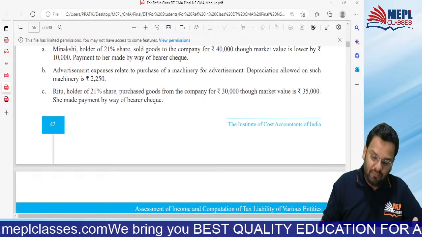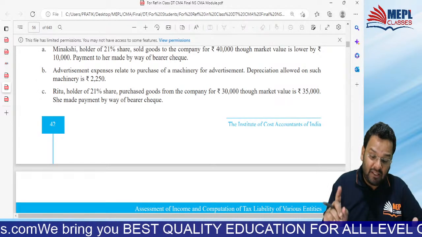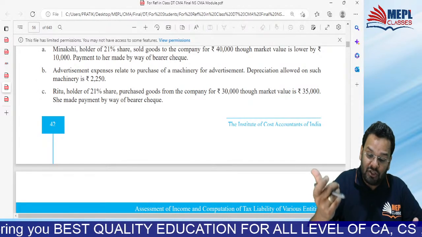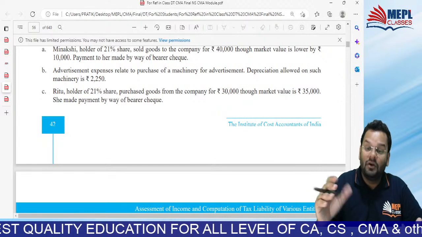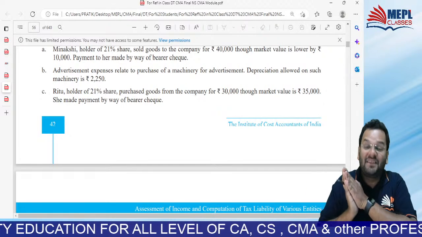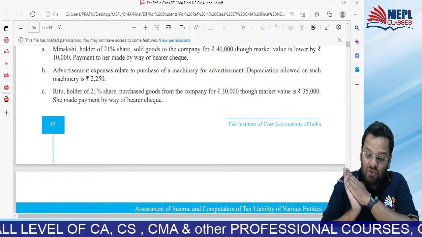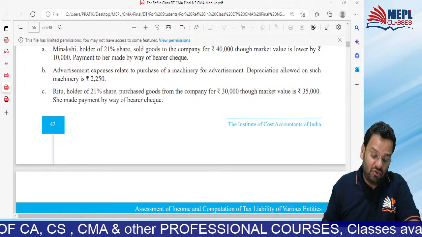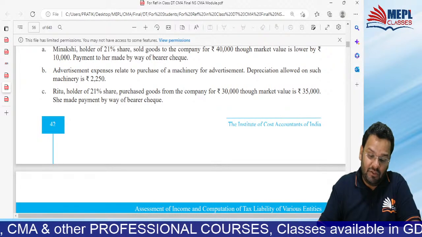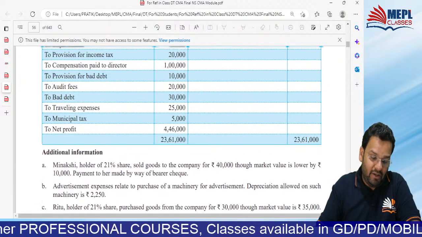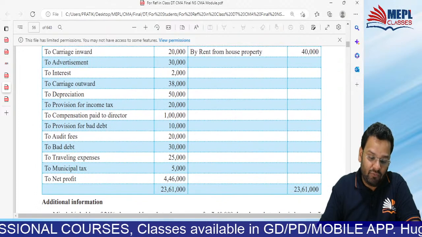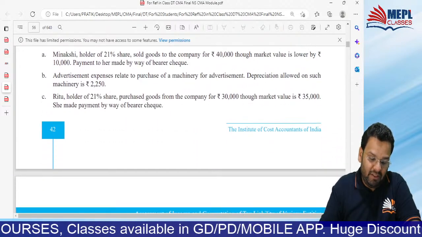Going ahead, advertisement expense relates to purchase of machine for advertisement. So we had discussed that this happens to be capex, capital expenditure, so it will be disallowed. So how much will be disallowed? Check, entire advertisement expenses of 30,000 rupees will be disallowed.